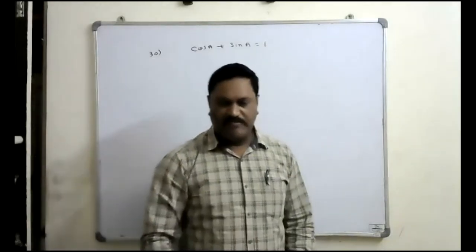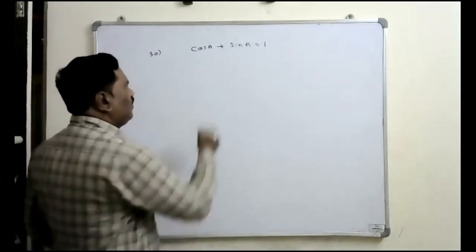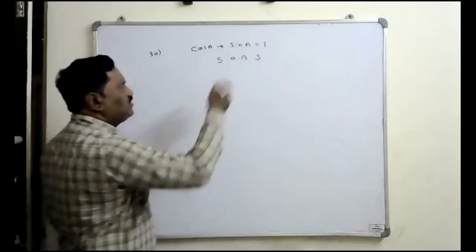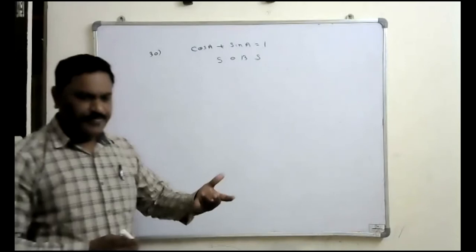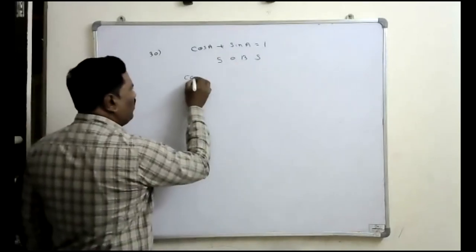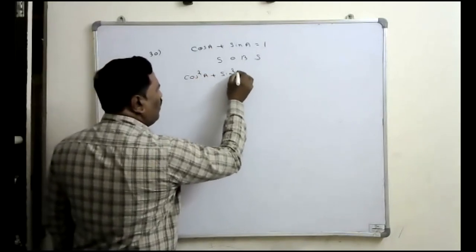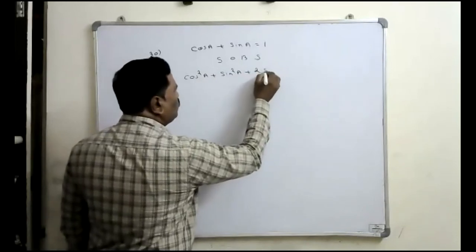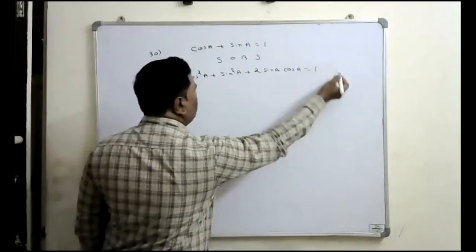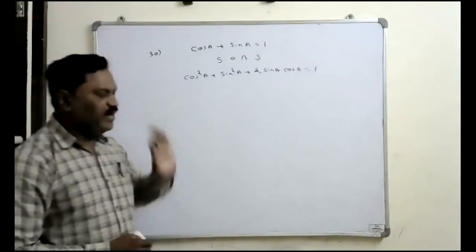If you want to find its value, what we will do is square this equation on both sides. Squaring it, we get cos A plus sin A whole square. If you expand that, A plus B whole square means A square, that is cos square A, plus B square, that is sin square A, plus 2AB, that is 2 sin A cos A, is equal to 1 square, which is 1. If you square it and expand it, this is what we get.